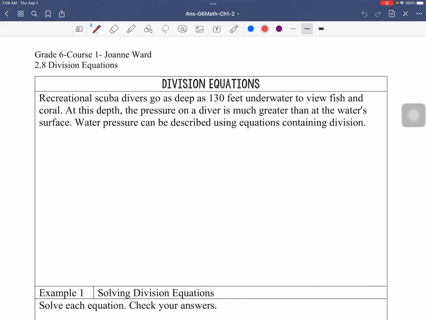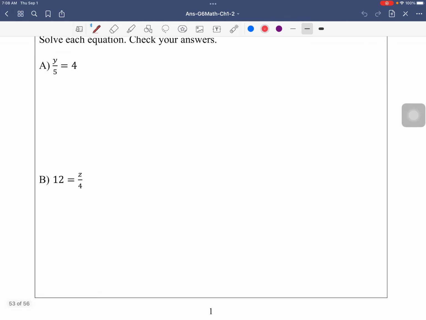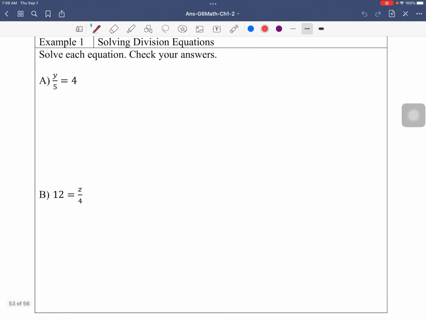So here, what we want to do is division. How do we solve each equation? We can see that this is a division here, with a 5 in the bottom. Therefore, we remember that multiplication and division are inverse operations. So now I want to circle 5 and then multiply 5 to the right side. So y equals 20.